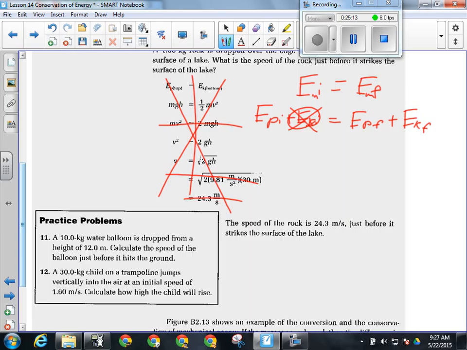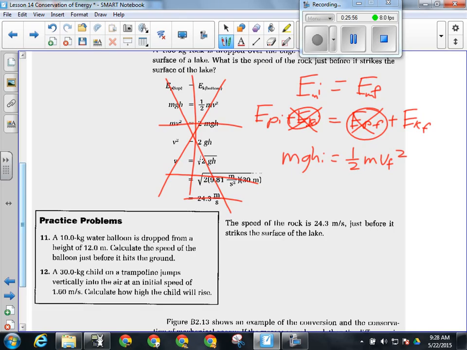Similarly, on this side, the end point of this question is the surface of the lake, where the height would be 0. And as a result, this would be 0. So I'm left with the initial mechanical energy equals the final mechanical energy, yes, but that means the initial potential equals the final kinetic because these two numbers were 0. So I can now say this: m times g times hi equals 1/2 m vf squared. I know those two numbers are equal.